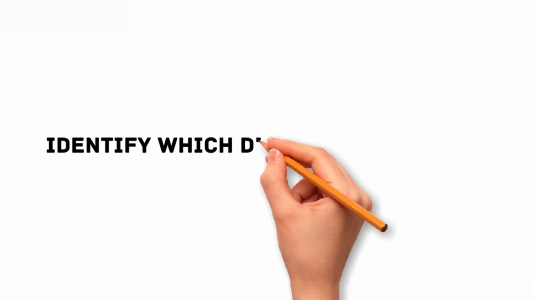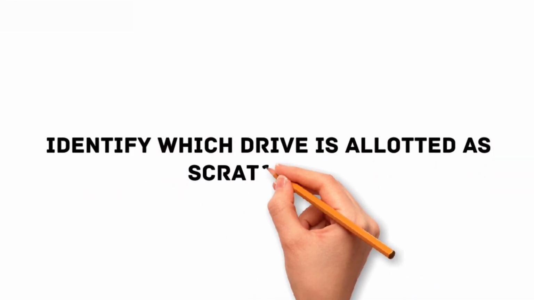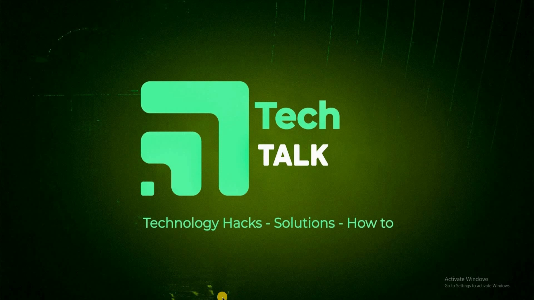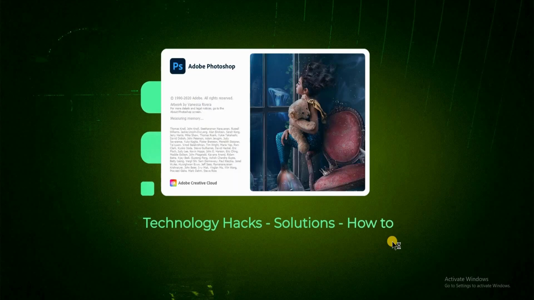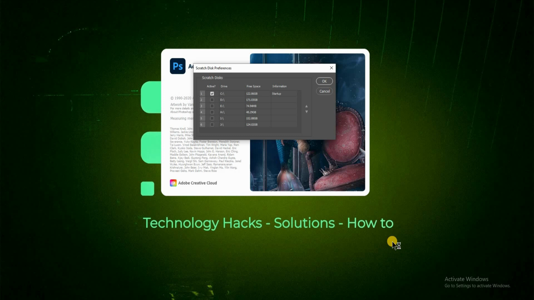First, you have to identify which drive of yours is allotted as scratch disk. Now press Ctrl and Alt together while opening Photoshop. This will open up your scratch disk preference. So my scratch disk is allotted to C drive. Click Cancel to close it.